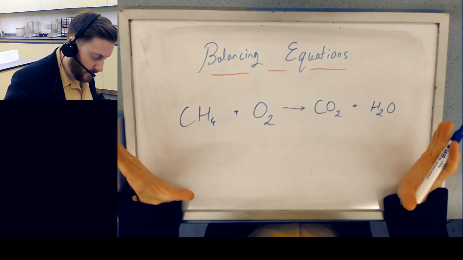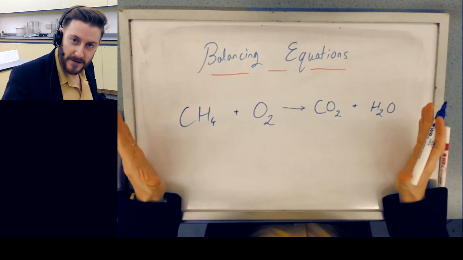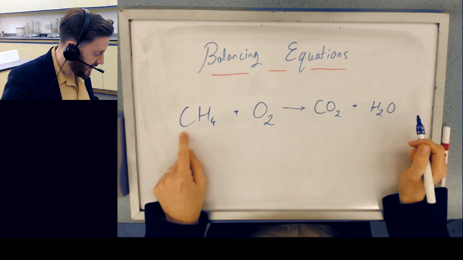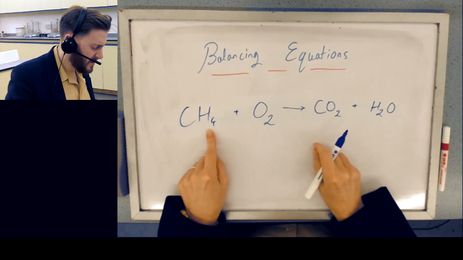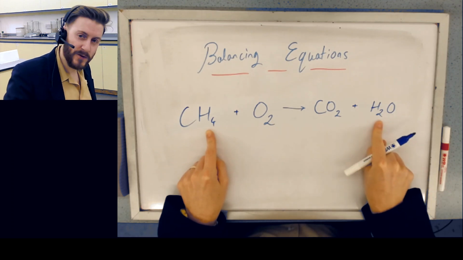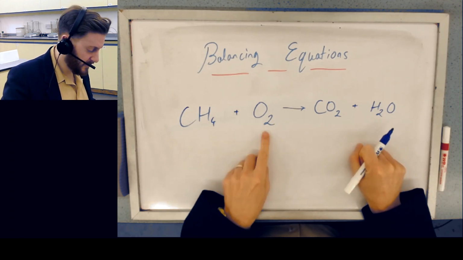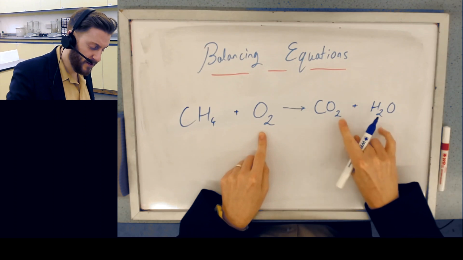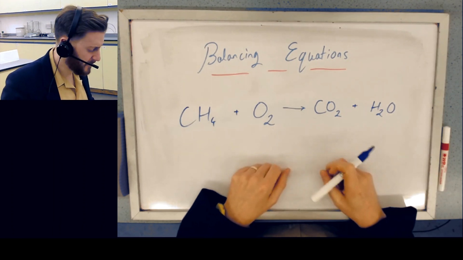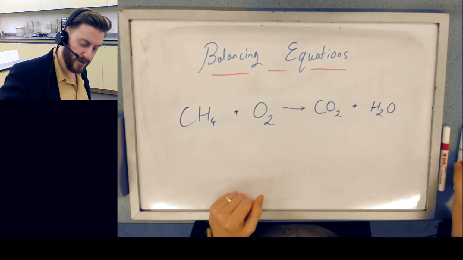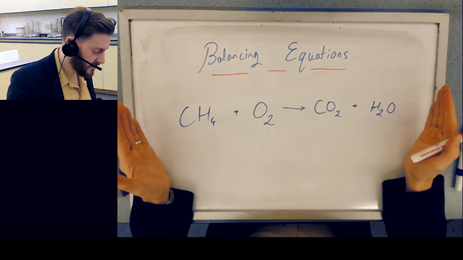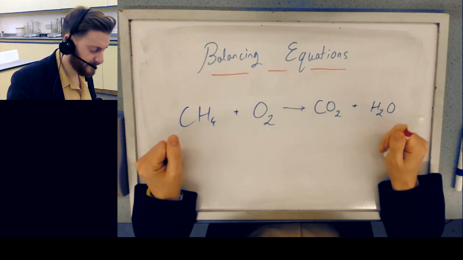So this has to balance because we've got an issue here. I've got one carbon going in and one carbon going out. That's not an issue. But four hydrogens going in and only two coming out. I've got two oxygens going in and three, one, two, three coming out. And that's the issue. Everything in has to equal everything going out. This is the concept of the conservation of mass.